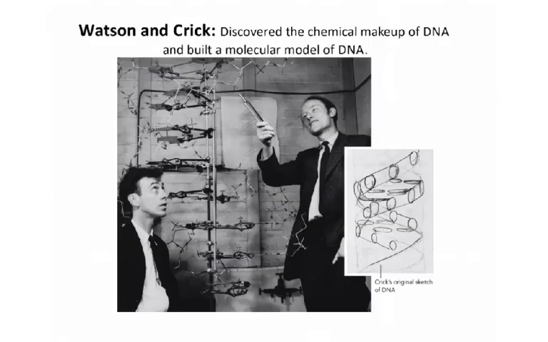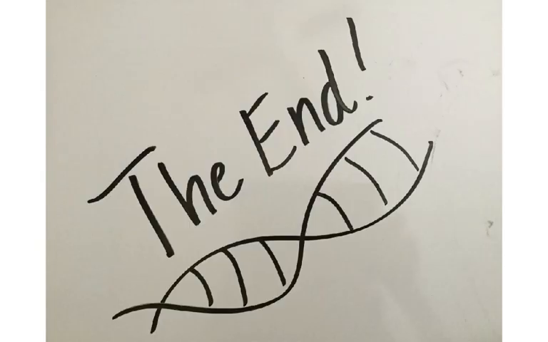And finally, we have Watson and Crick, who used Chargaff's rule as well as the work of Rosalind Franklin to build this really large molecular model of DNA. So they are attributed with actually discovering the molecular makeup of the DNA molecule. And that concludes our review of Chapter 13, Lessons 1 and 2.